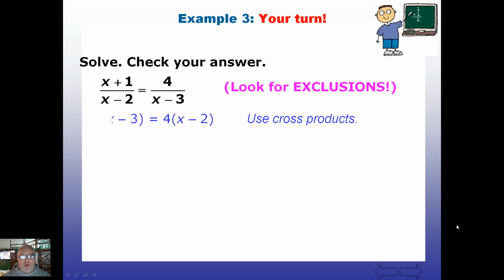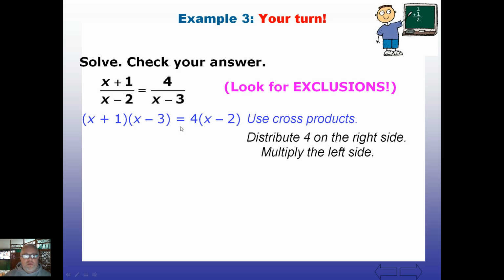Let's use those cross products. First step should have been this. We're multiplying the x plus 1 up here times the x minus 3, and we're multiplying the 4 by the x minus 2. Distribute and use a 2 by 2 box there to get a new equation.